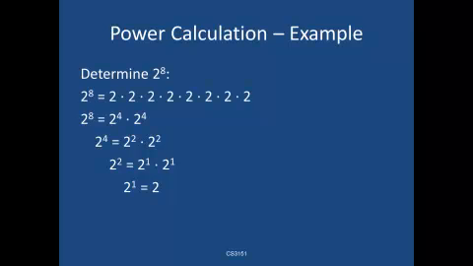Now we can combine the solutions of our subproblems. 2 to the 2 is 2 times 2, which is 4. Then we can compute 2 to the 2 times 2 to the 2, which is 4 times 4. Next, 2 to the 4 times 2 to the 4 is 16 times 16. And 16 times 16 is 256. So the final result is 256.